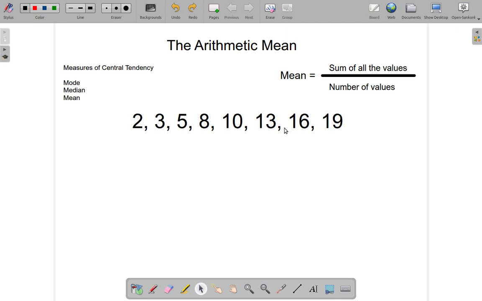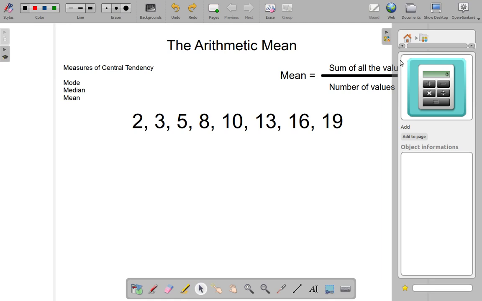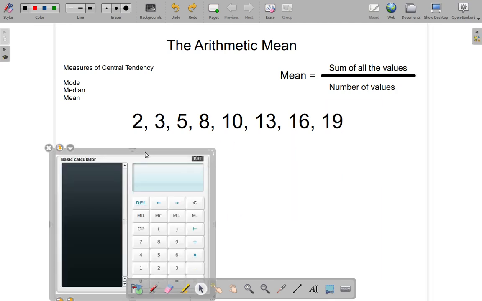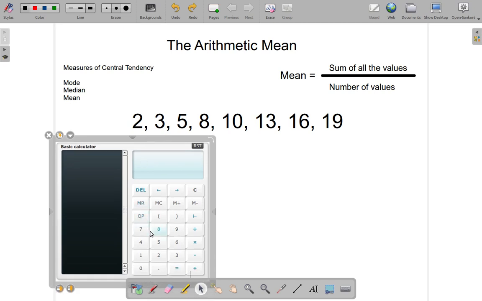Alright, we're back. So, what did you get for it? Let's look at it. I want a calculator. Alright, I have my calculator here, and I have 2 plus 3 plus 5 plus 8 plus 10 plus 13 plus 16 plus 19 equals 76.